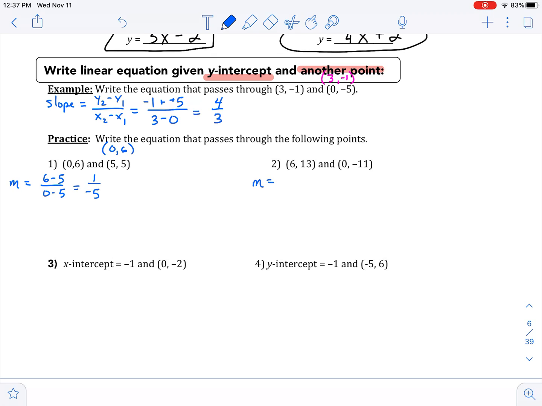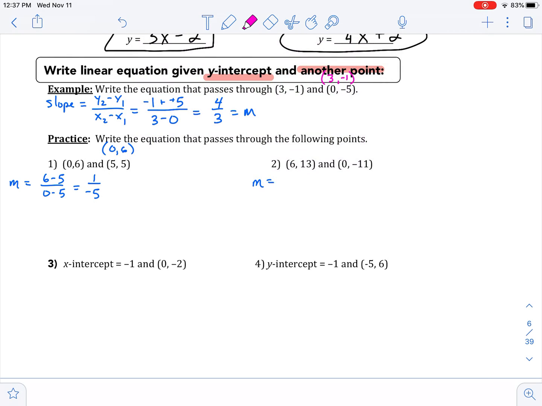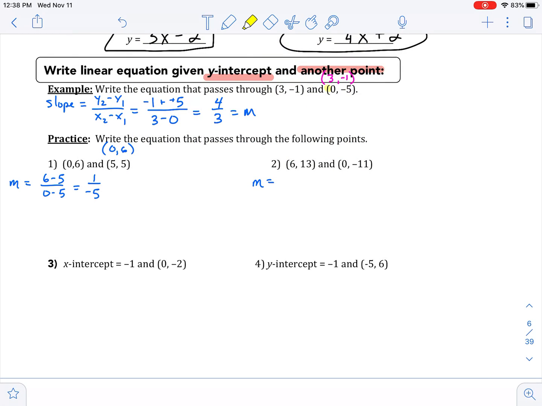I do need to take a look here and determine what is going to be the y-intercept. Well, I know that the y-intercept in this problem is given by this point right here, and I'm going to highlight it in yellow. We know that that point is our y-intercept, because if I plotted that point it would be at 0, -5. So I know that b here is -5.